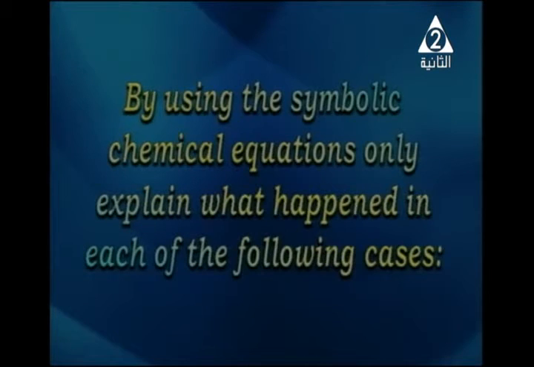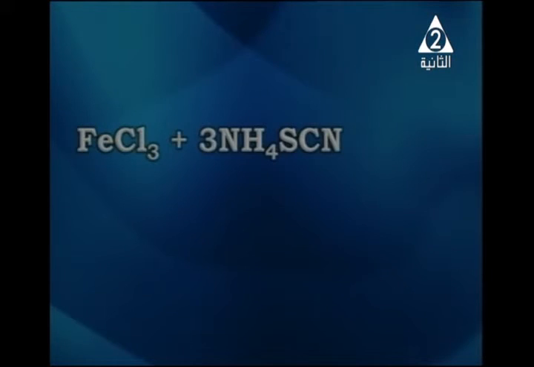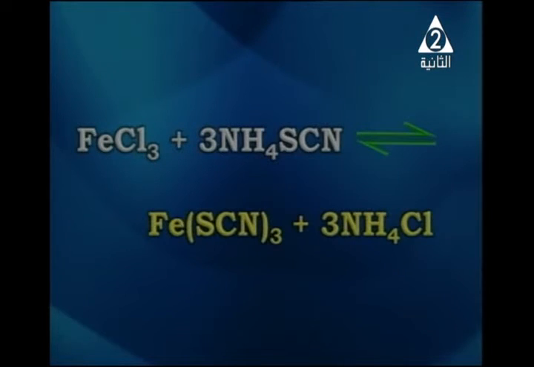Here, my dear student, next type of questions. By using the symbolic chemical equation only, explain what happens in each of the following cases. Addition of iron 3 chloride to ammonium thiocyanate. As the equation proceeds on the screen, FeCl3 plus 3NH4SCN gives iron 3 thiocyanate, Fe(SCN)3, plus ammonium chloride, 3NH4Cl.